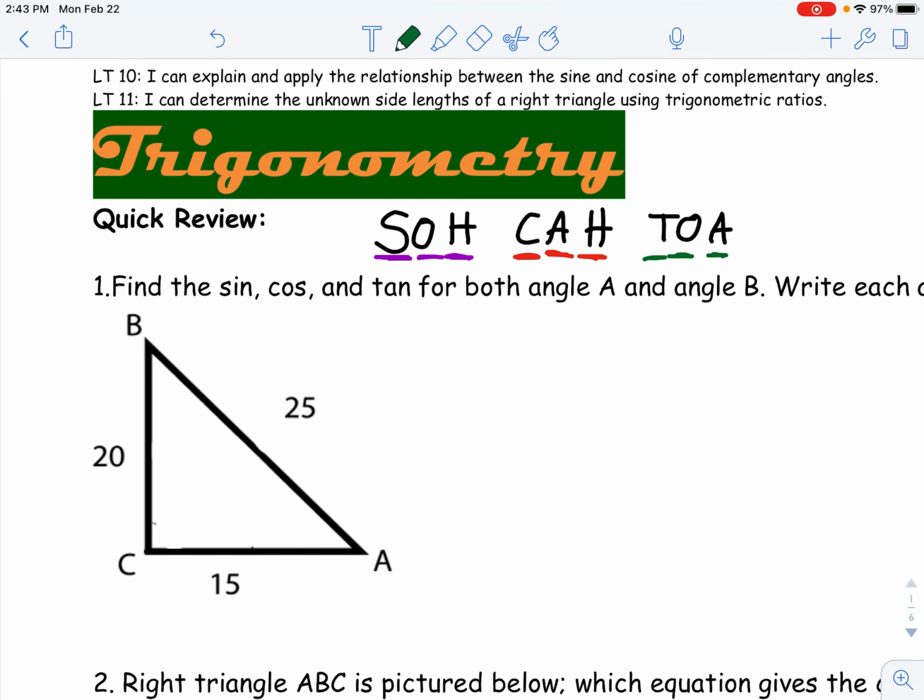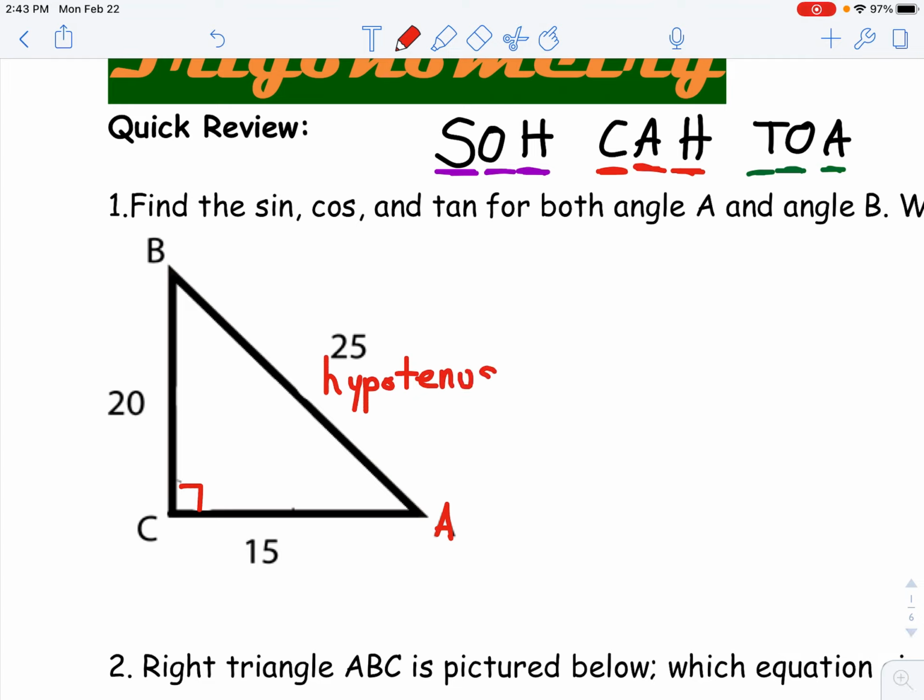first let's focus on angle A. All right, with respects to angle A, well, the hypotenuse is always the hypotenuse. That never changes. It's always the longest side opposite the right angle. 15 is the adjacent side. It's the adjacent leg. It's the leg that touches angle A, and then we have the opposite over here.